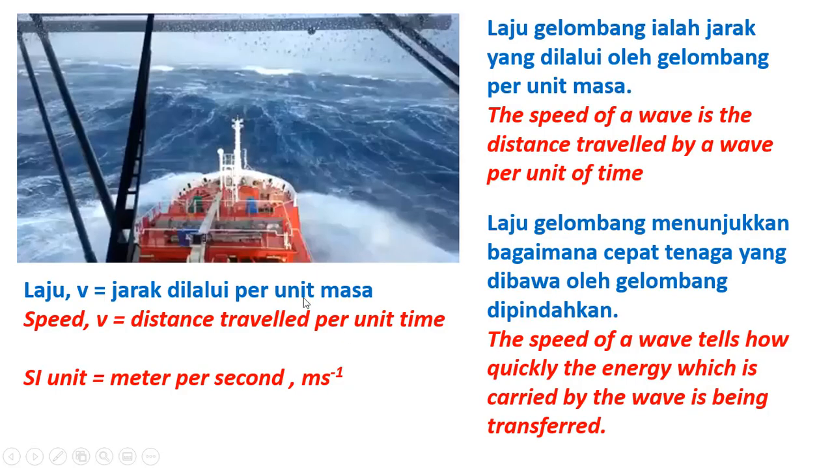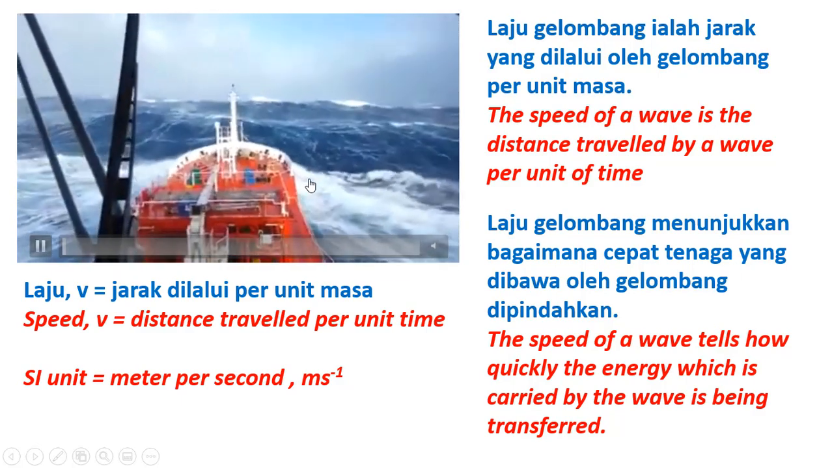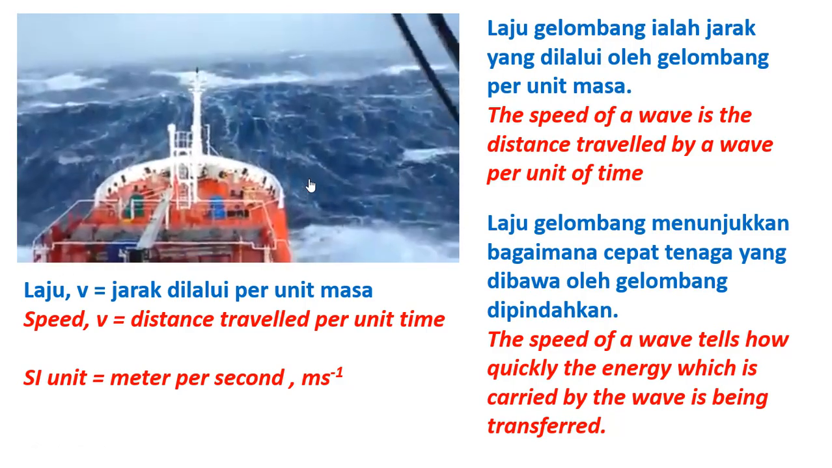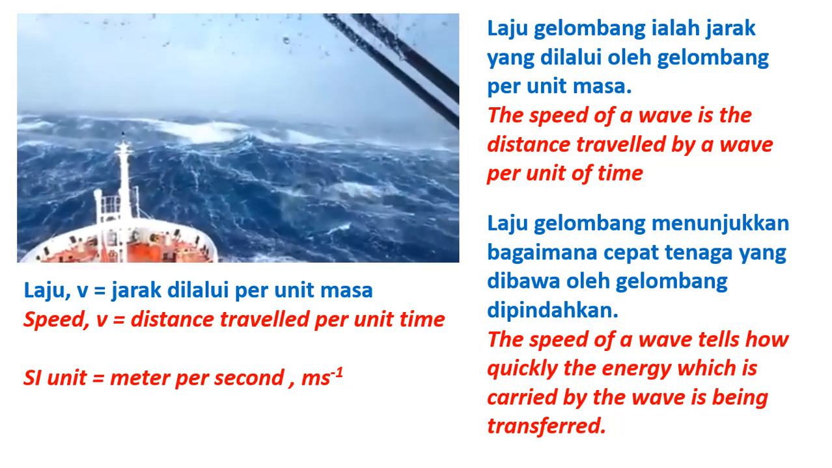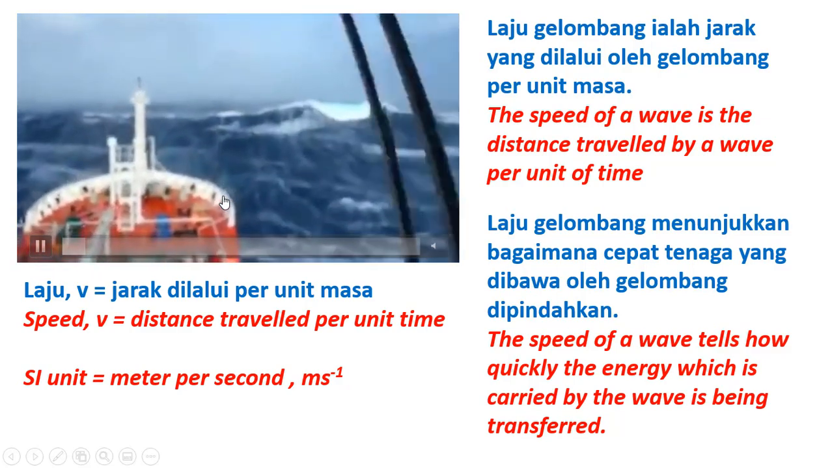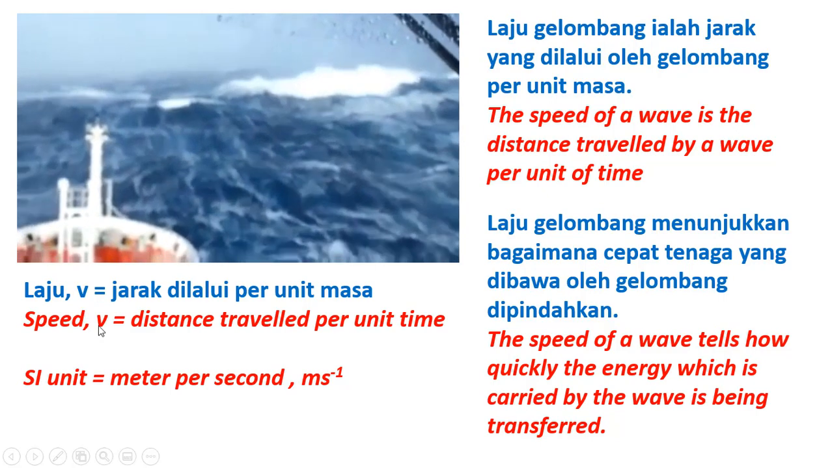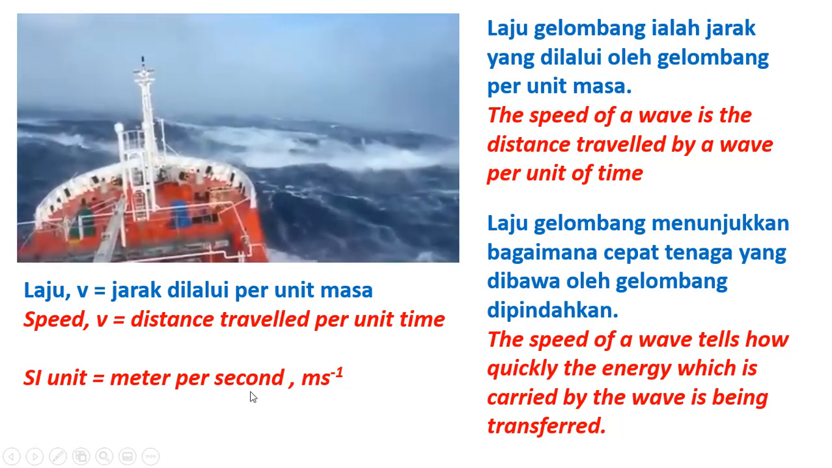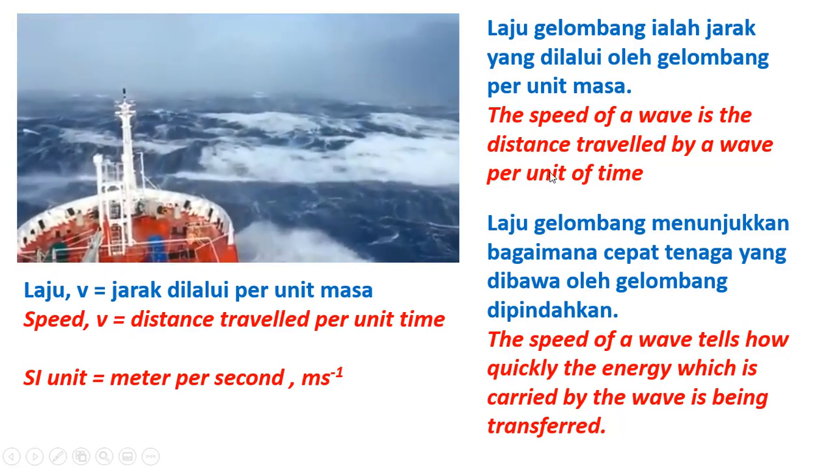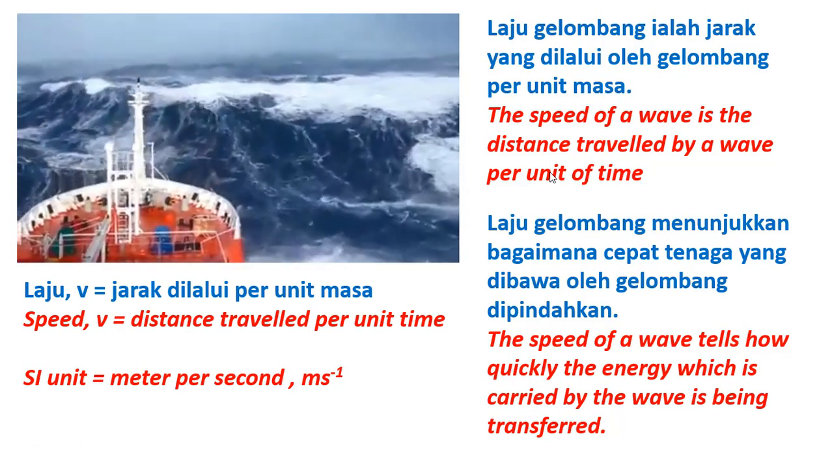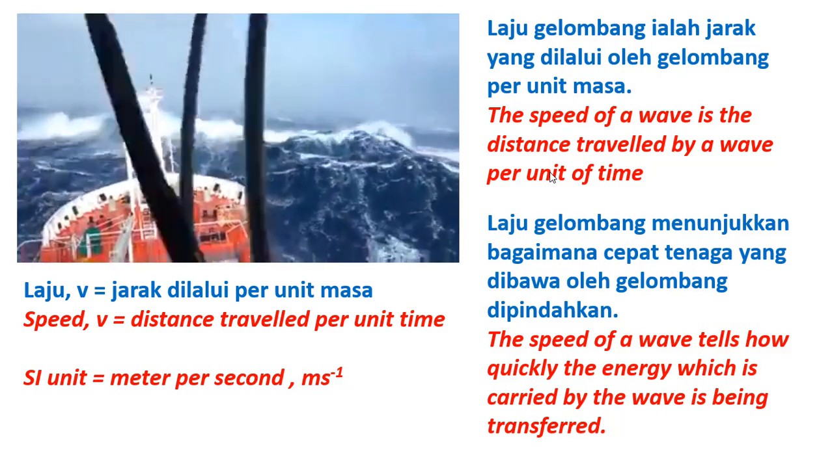Lastly, we have the speed of wave. So here is a ship searching for MH370 at the Indian Ocean. Okay. So look at the wave. This is the crest, and the boat or the ship is moving forward. So we have the speed, symbol v equals distance traveled per unit time. SI unit is meter per second, m s minus 1. So the speed of wave is the distance traveled by a wave per unit time. So the speed of wave tells how quickly the energy which is carried by the wave is being transferred.